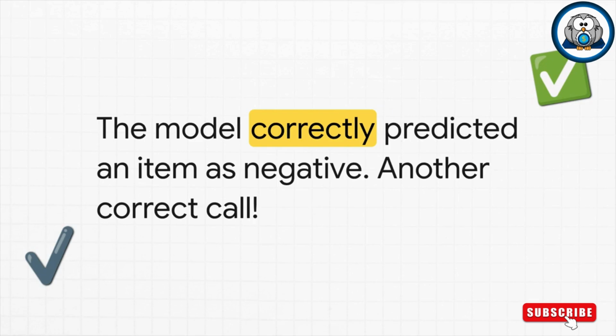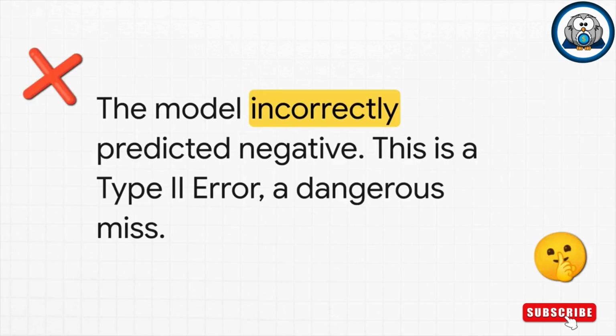Next up is the true negative. This is our filter just doing its job perfectly and quietly in the background. An important email comes in, the filter correctly says, yep, this is fine, and lets it through to your inbox. Another correct call. And finally, we have the other kind of mistake, the false negative.